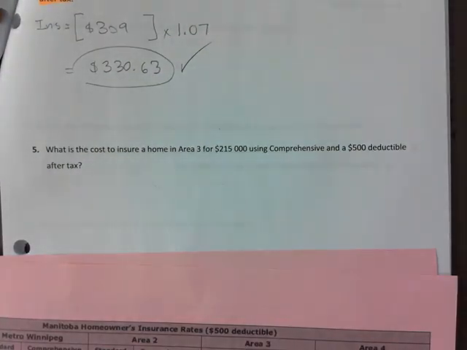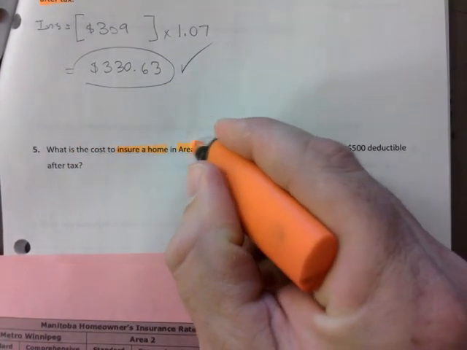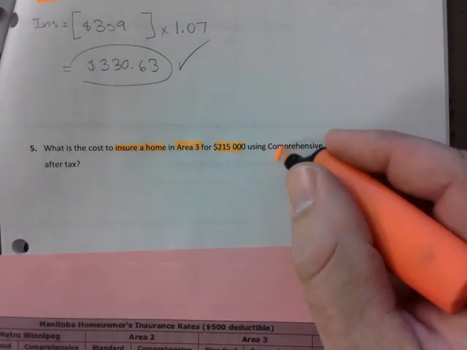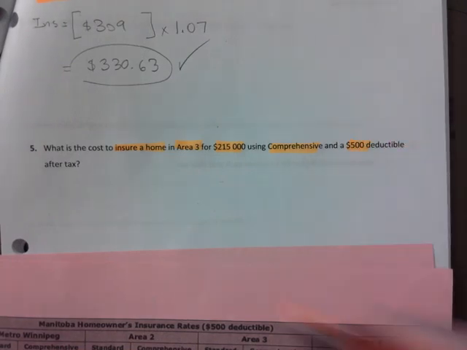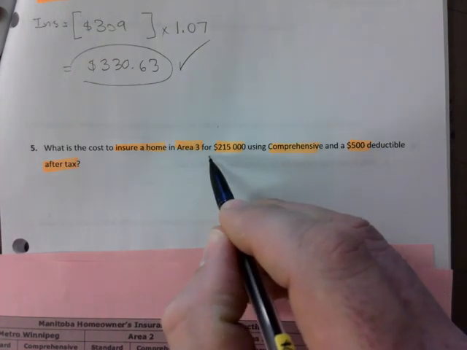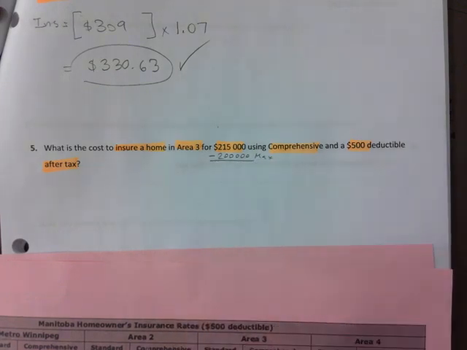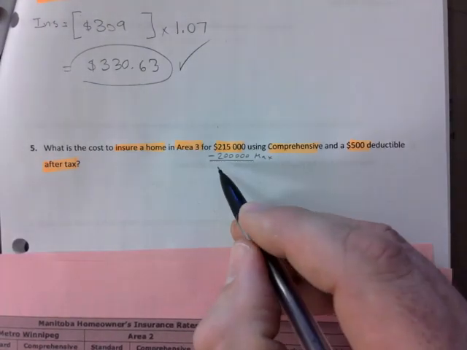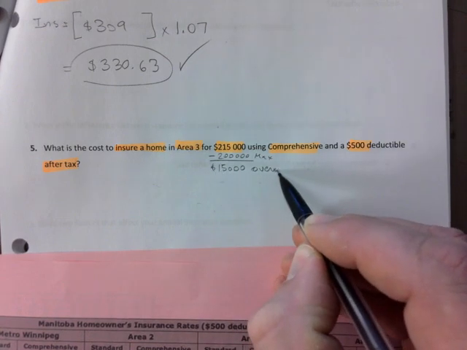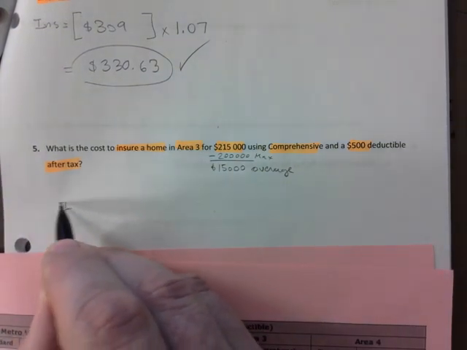What does it cost to insure a home in area 3? So we're insuring a home in area 3. We're not told that we're renting, so we're assuming we're owning it. 215,000 comprehensive, $500 deductible after tax in this case. So this is overage. So I'm going to right away take away my 200 max coverage that is on my chart. That leaves me with $15,000 of overage that I need to buy insurance for.